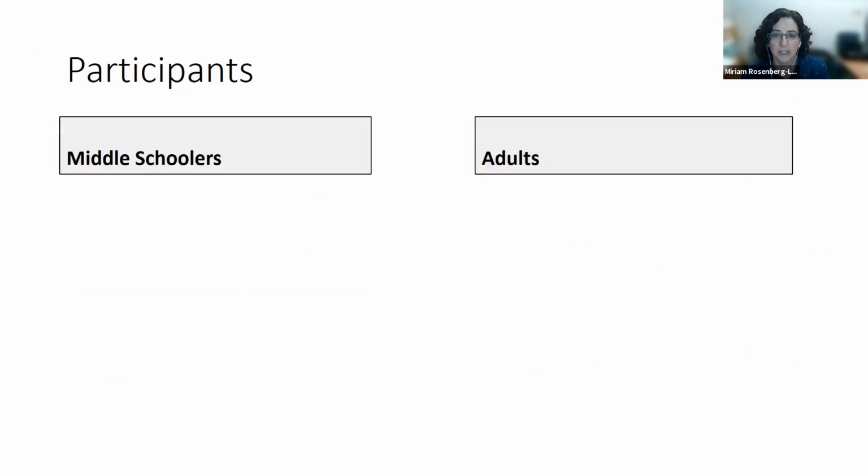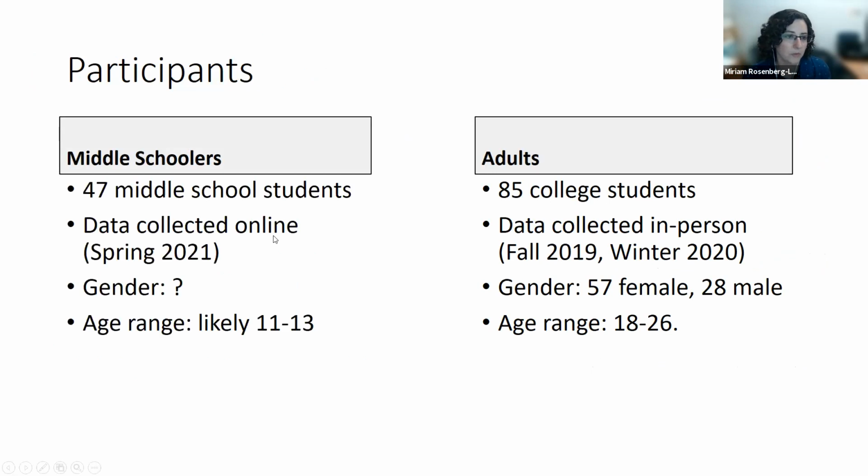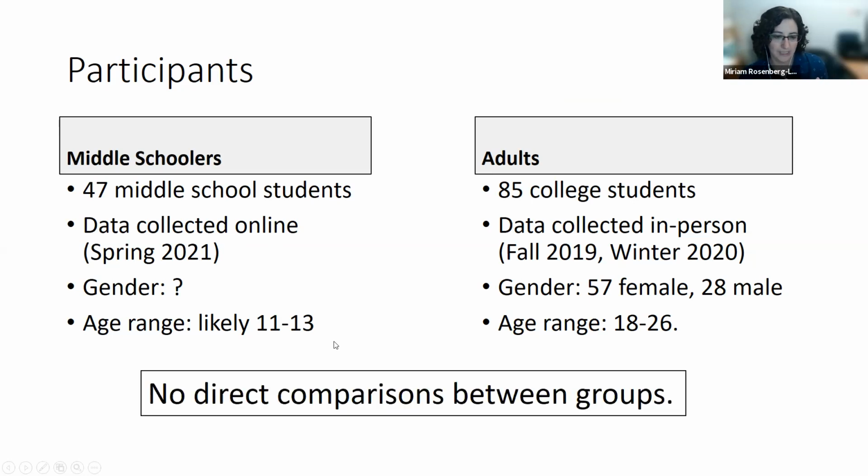Our participants here are 85 college students, and this data was collected pre-pandemic, so in person. For the middle schoolers, our current sample is 47, and we have plans for more data collection. Because of some details of the way our data collection happened, we don't currently have gender and age information, although we know that they're 7th and 8th grade students. Because of that, I'm not going to be presenting any direct statistical comparisons between the groups. This will be more of a general developmental story.